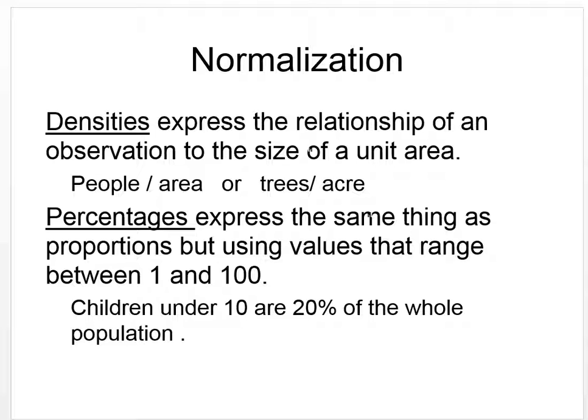So when you look at density, that's a type of normalization that is comparing the value to the unit area. Percentage is another way of normalizing, so you're looking at the number of children as a percent of the whole population. Things that don't get normalized are data that is already a rate or an average.